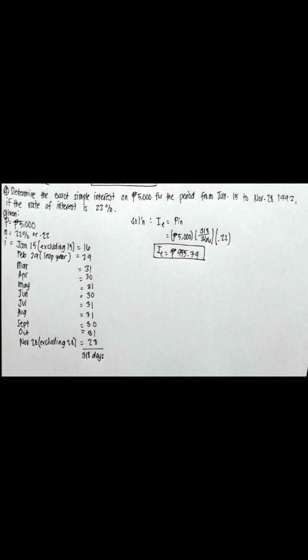Since our N is 318, we need to divide it by 366 for the very reason that it is a leap year. So our N should be 318 over 366. Our I is 0.22. So now we can easily substitute and calculate the values in this problem. The answer for this item is 955.74 pesos. So now let us go to number 5.